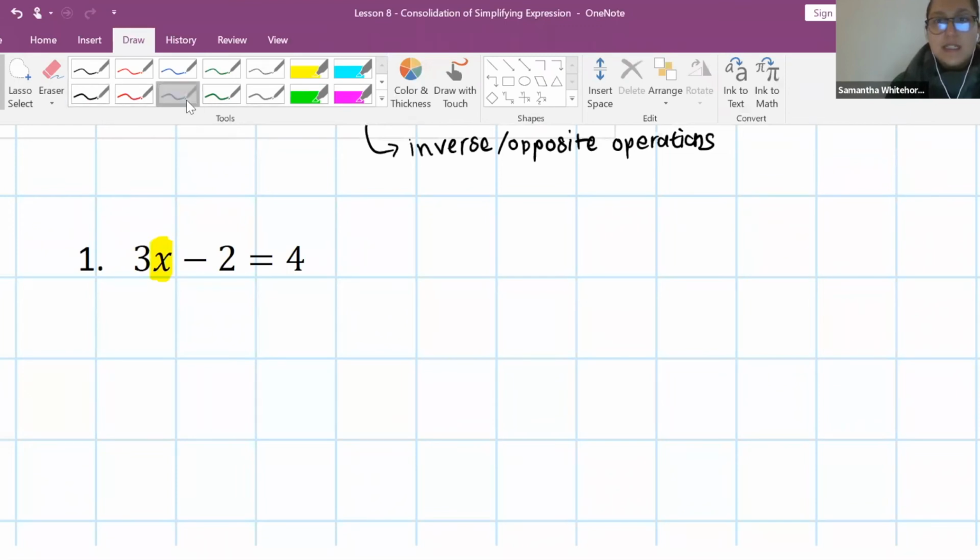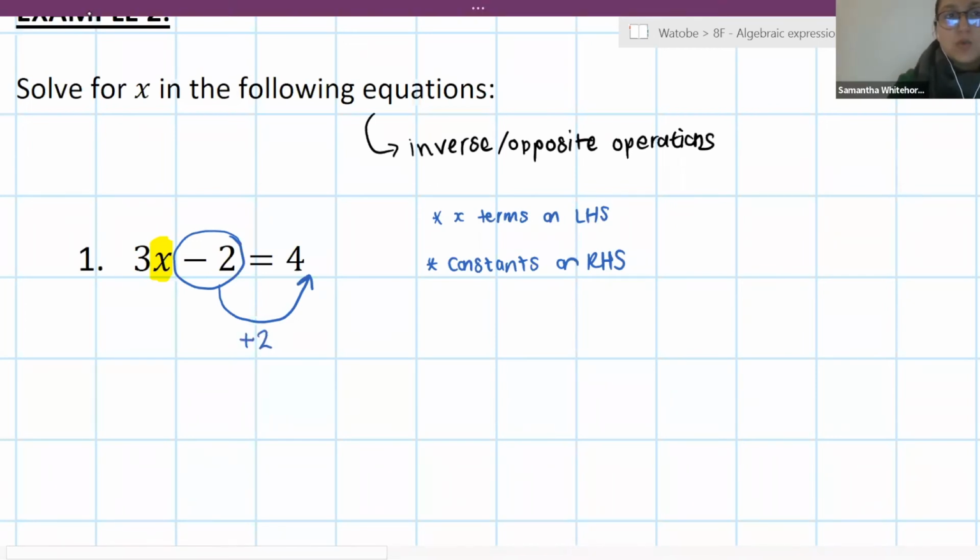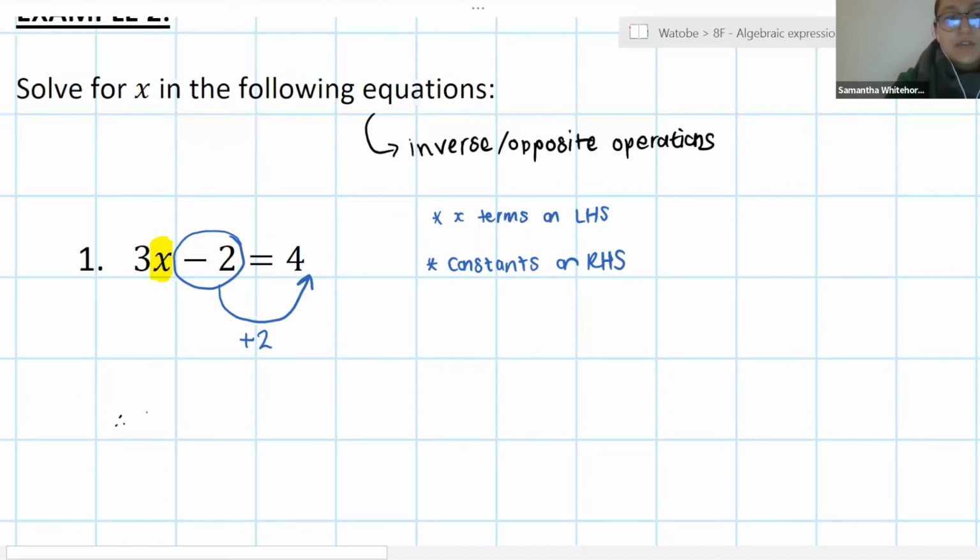So the first thing that I see is that I have got this minus 2. And remember, we want x terms on the left, LHS, left-hand side, and we want constants on the right-hand side. RHS, right-hand side. So I somehow need to get this minus 2 over to be on the right. Now, the only way for me to do that is to use an inverse operation. So it was minus 2, which means I now need to plus 2 in order to bring it over. So I have got 3x is equal to 4 plus 2. I brought my constant over to the right-hand side.